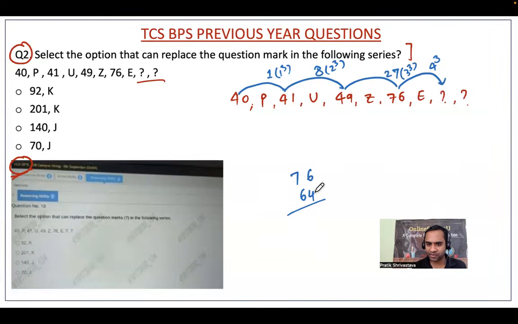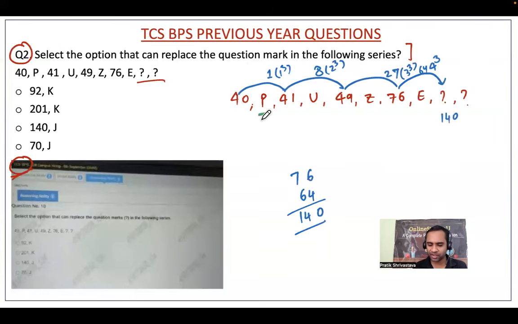So 4 cube will be 64, and 13 plus 1 will be 14. That means the number which should come here is 140. Then only the difference will be 64, and 64 is nothing but 4 cube.